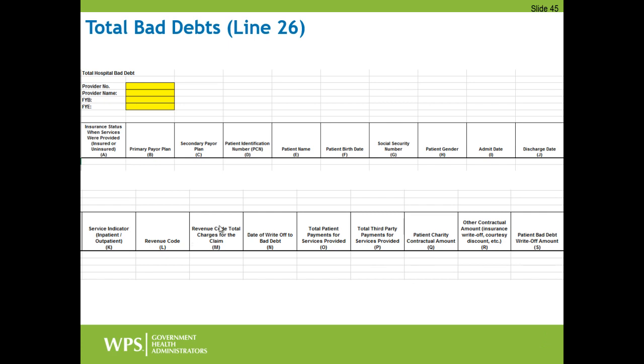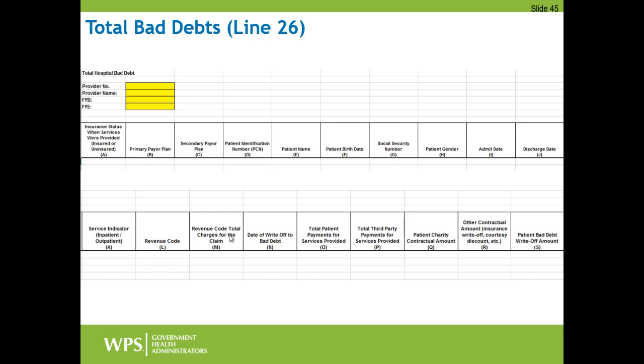Because remember, we're including the revenue code total charges. So all of these other items cannot exceed that revenue code total charge. You can't have payments plus bad debts plus charity care exceeding the total charges that were allowable. That's the purpose of these breakouts, is to make sure you haven't accidentally over-reported one of your items. And then finally we have the patient bad debt write-off.